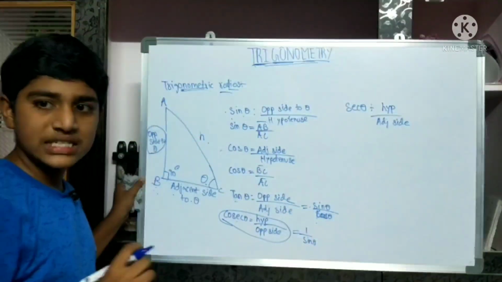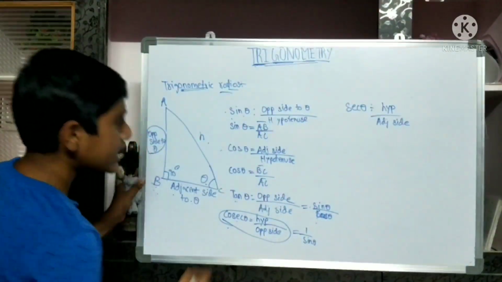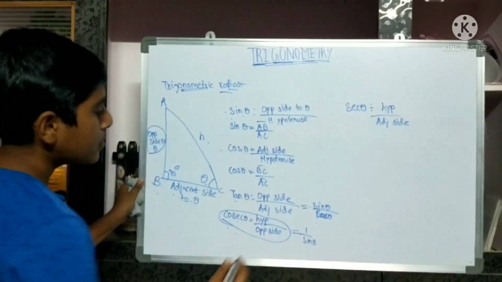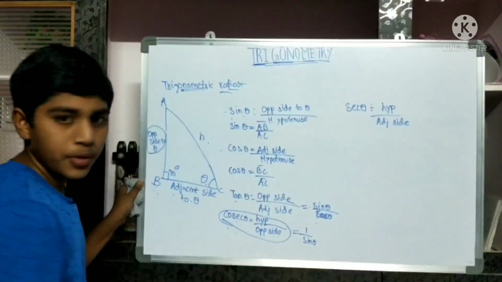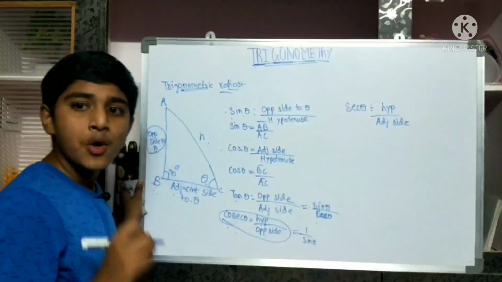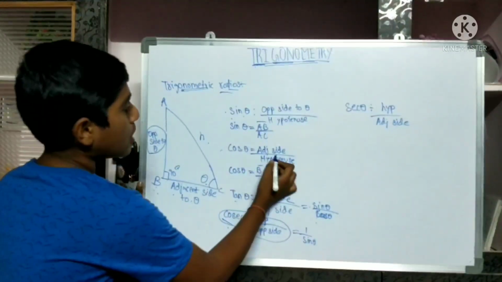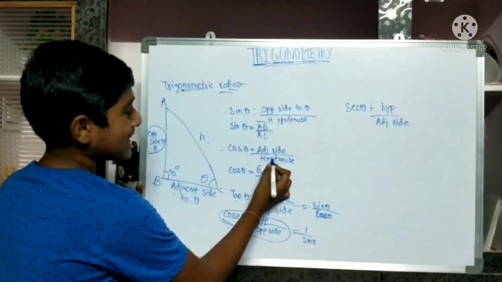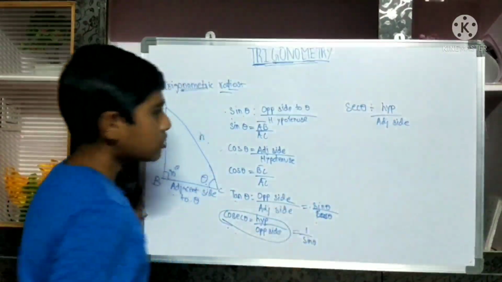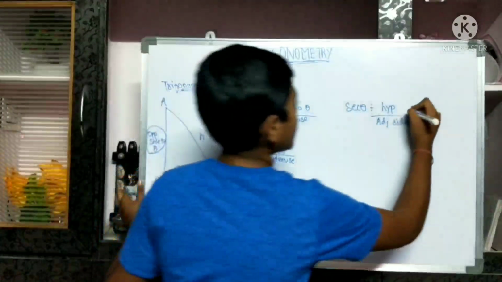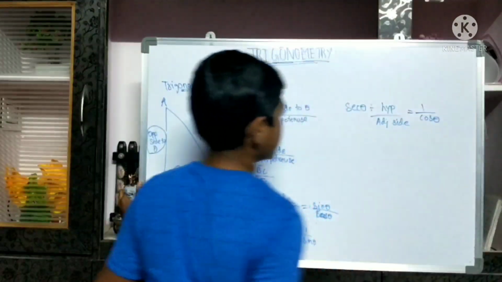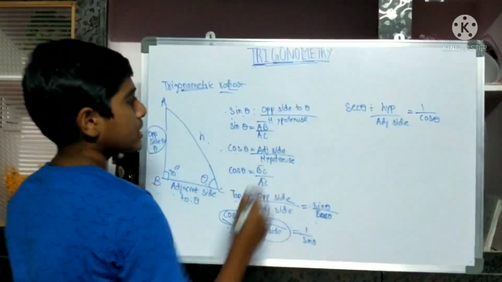Hypotenuse by adjacent side. So here, cosecant theta we wrote as 1 by sin theta because it is reciprocal to sin theta. So we can write secant theta as 1 by cos theta because cos theta is equal to adjacent side by hypotenuse side. So secant theta is reciprocal to cos theta. It can also be written as 1 by cos theta.